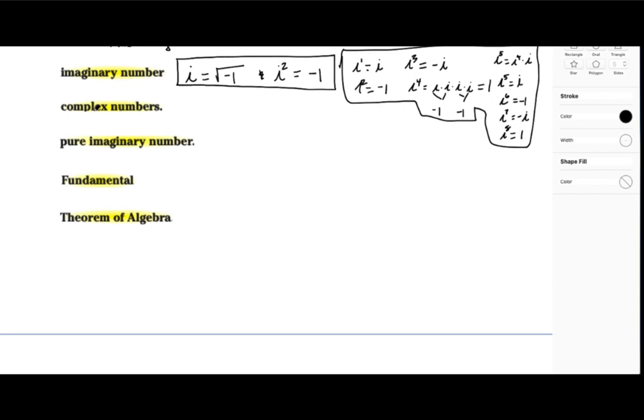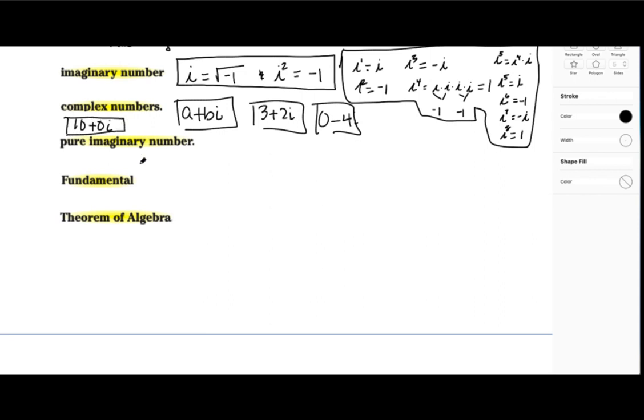Or an imaginary number i. Complex numbers are any numbers that can be written in the form a plus bi, as we talked about before. So a complex number would be 3 plus 2i, or 0 minus 4i, or just negative 4i. All of these are considered complex numbers, as is 10 plus 0i, which we would know as just the real number 10. Now, pure imaginary numbers, we mentioned before, they're imaginary numbers that only have the imaginary part. So as I said before, pi i, 4/7 i, etc.